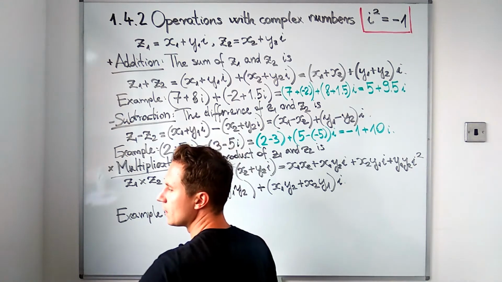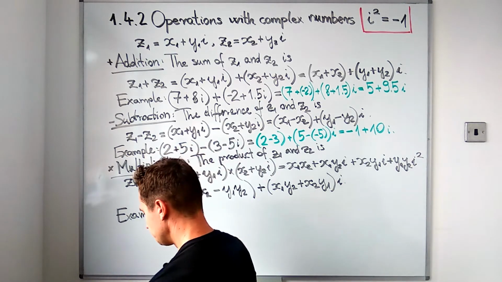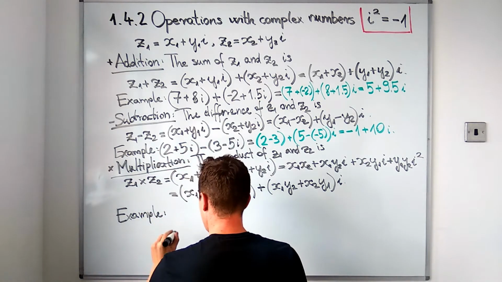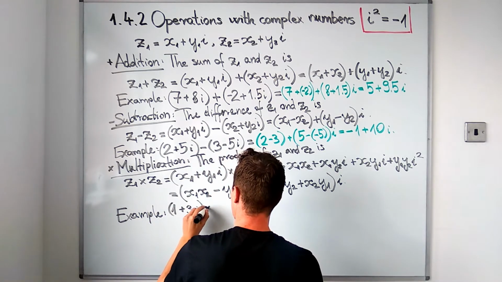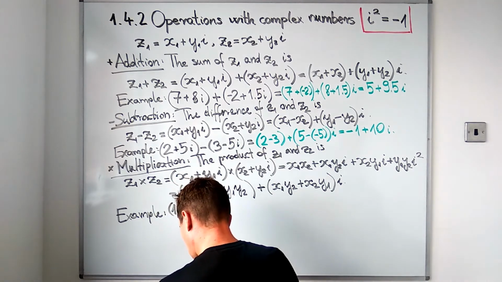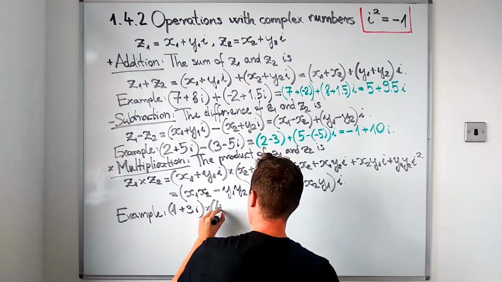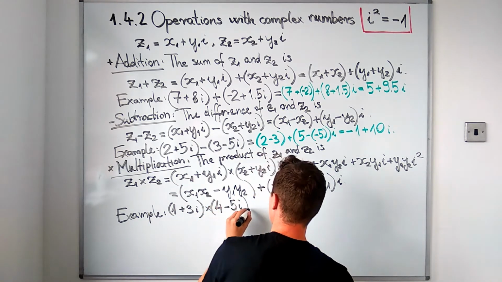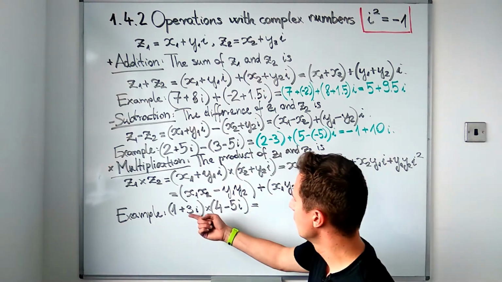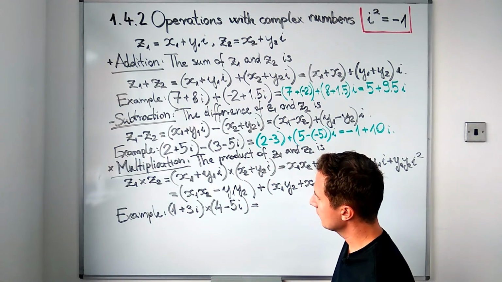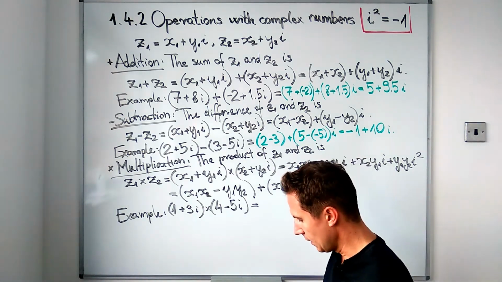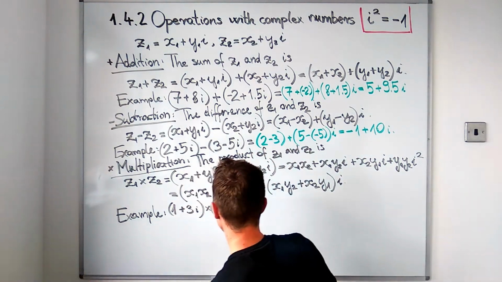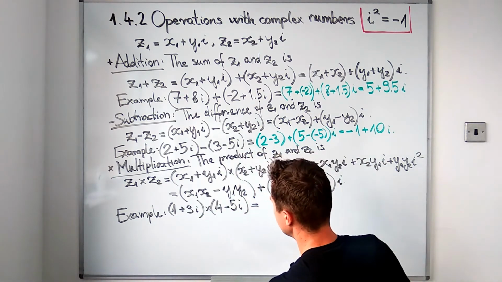So let's consider the complex numbers 1 plus 3i and multiply that by 4 minus 5i. Okay, so pause the video, calculate this product and input your answer in the box below. Okay, I hope you have paused the video and got the following answer.